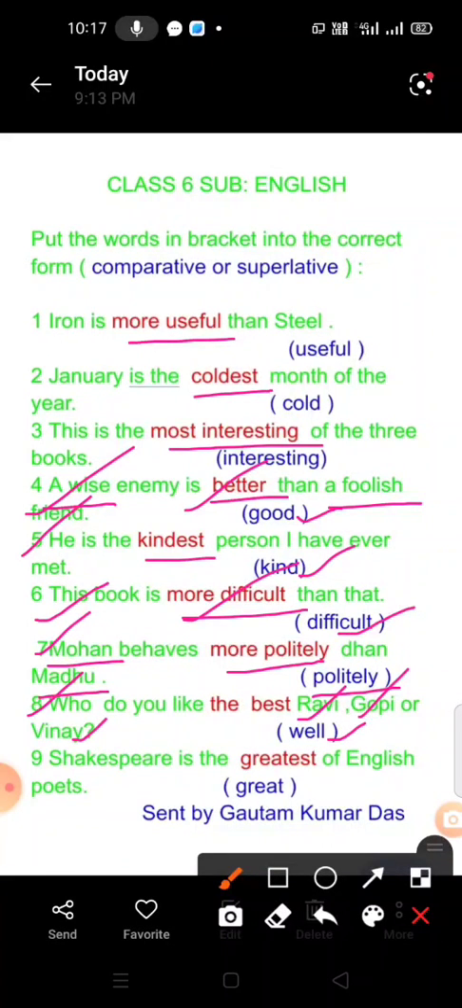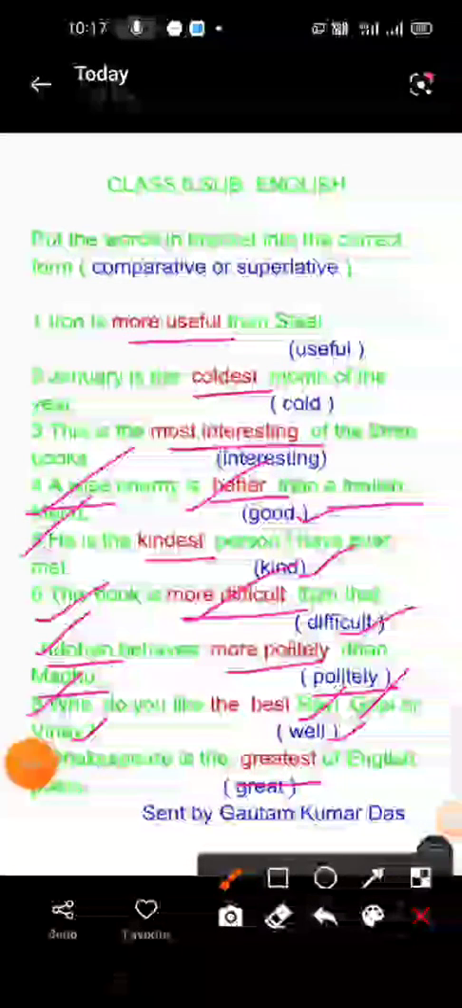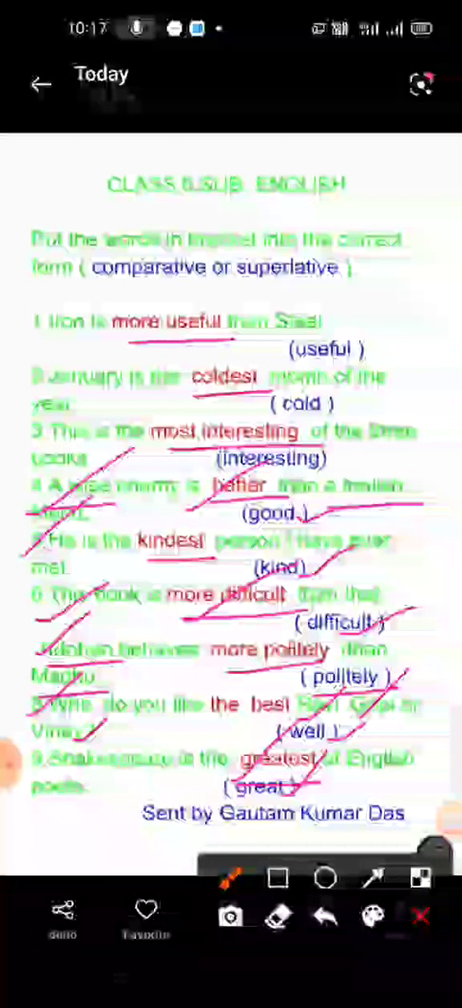Shakespeare is the dash of English poets. The word is great, great, greater, greatest. So what will be here? Here will be greatest. In this way you have to fill up.